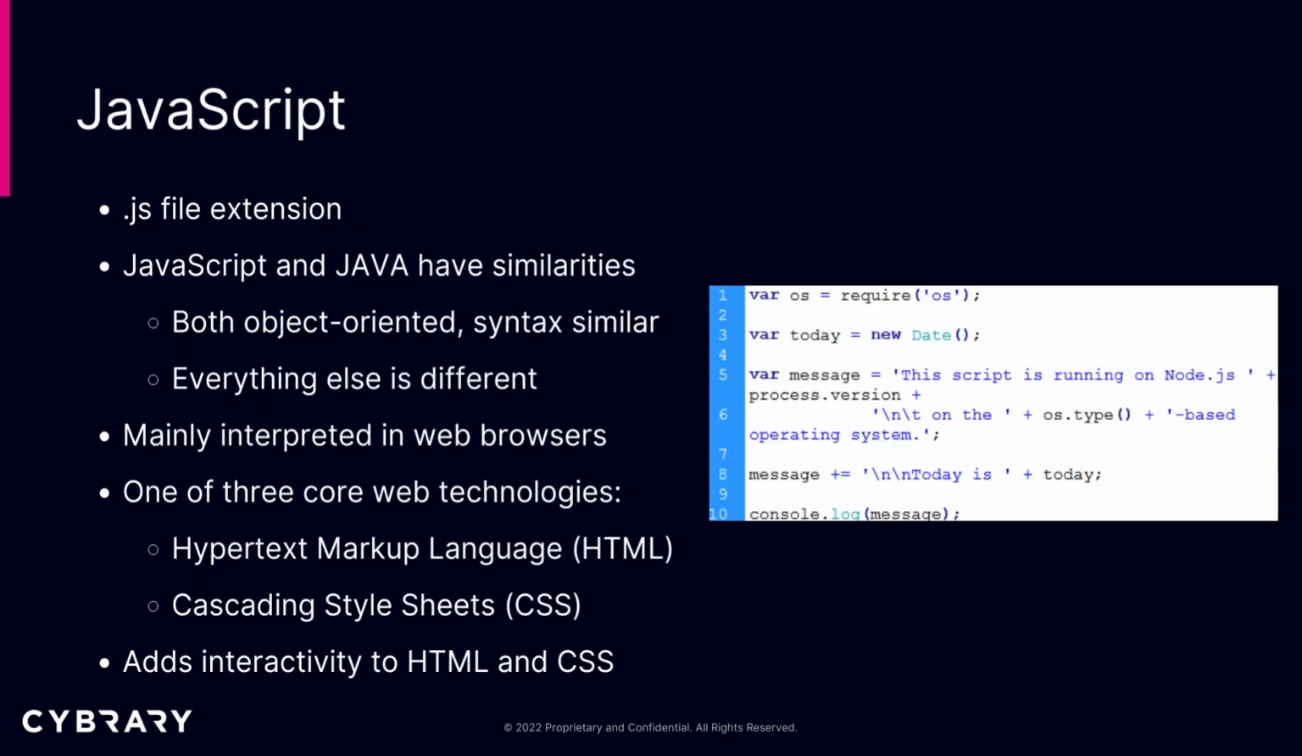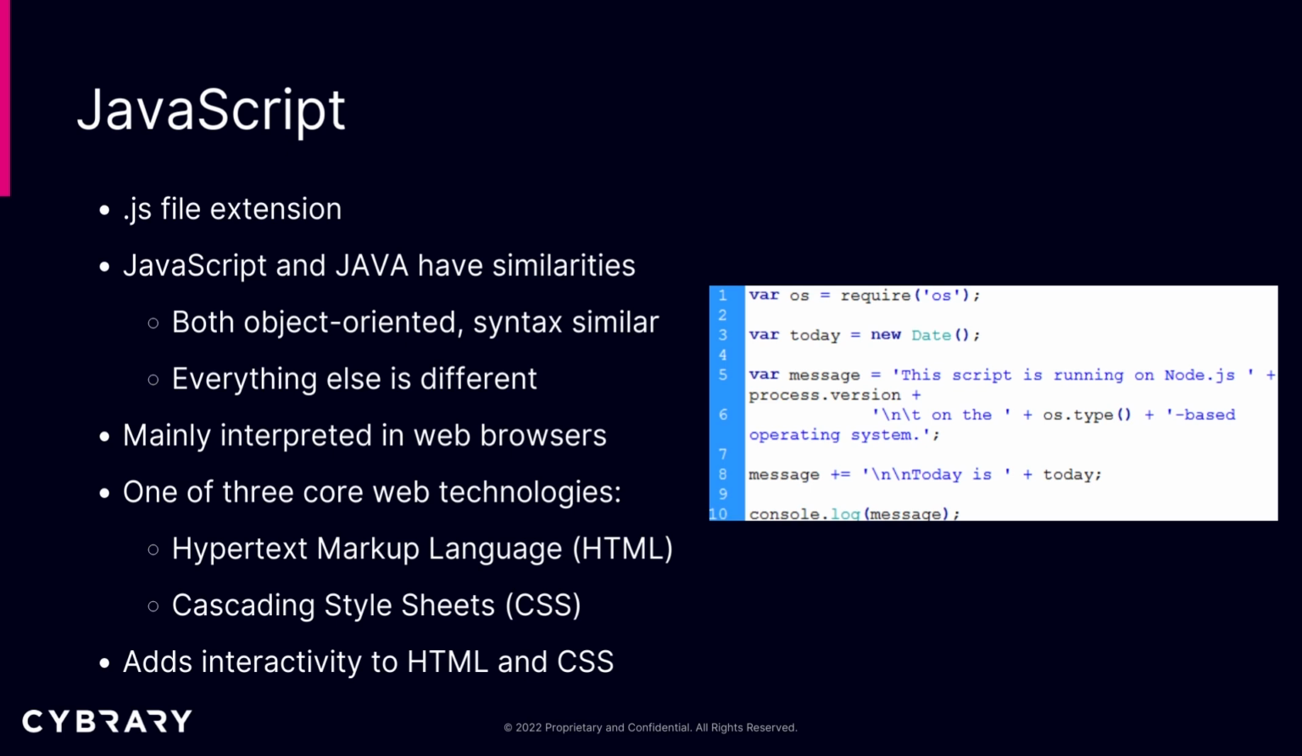JavaScript, the .js file extension. Now, JavaScript and the Java programming language have several similarities. For example, they are both object oriented languages and their syntax is similar. However, the similarities end there.